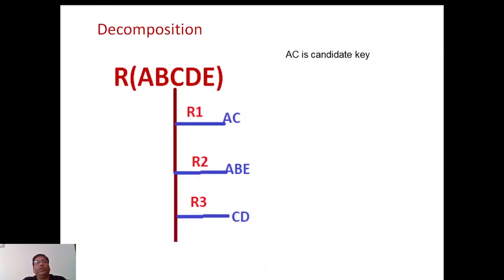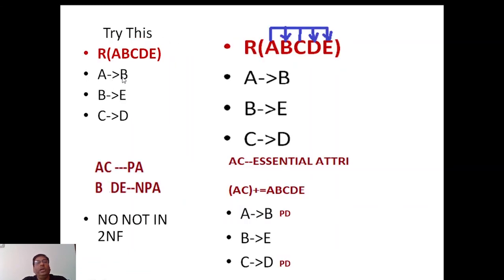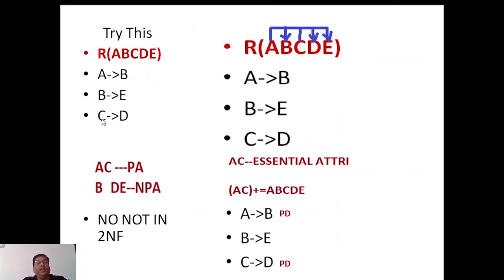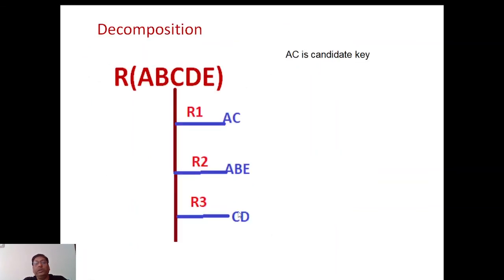So what do we need to do for this? We need to decompose this table into different relations called R1, R2, R3, and so on. So how are we going to do it? With the help of A, you can find the value of B, and with the help of B, you can find the value of E. So you can put A, B, E into one relation, and then with the help of C, you can find D. So you can put this into another relation, and then the candidate key will occupy one relation. So this particular relation can be decomposed into R1, R2, R3.